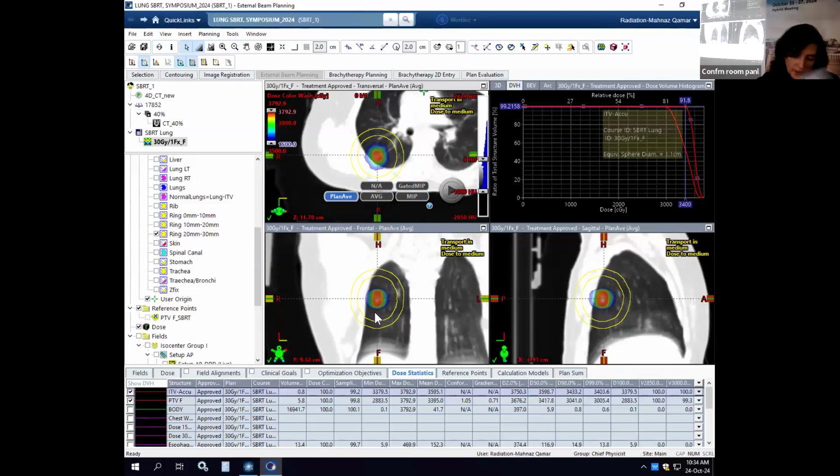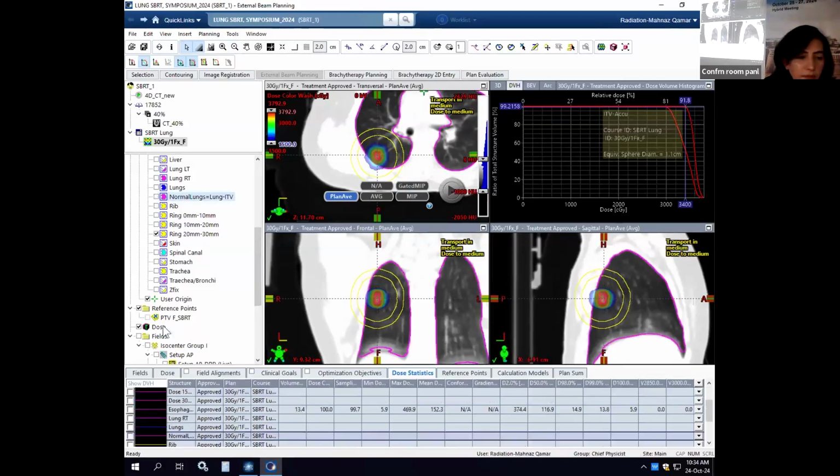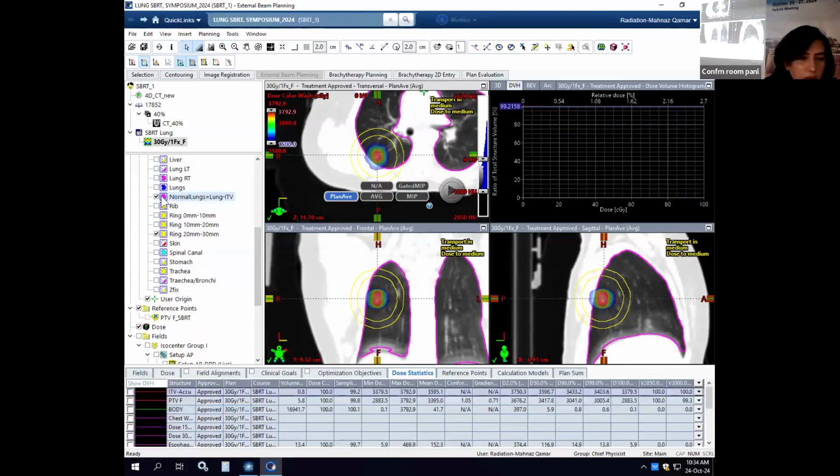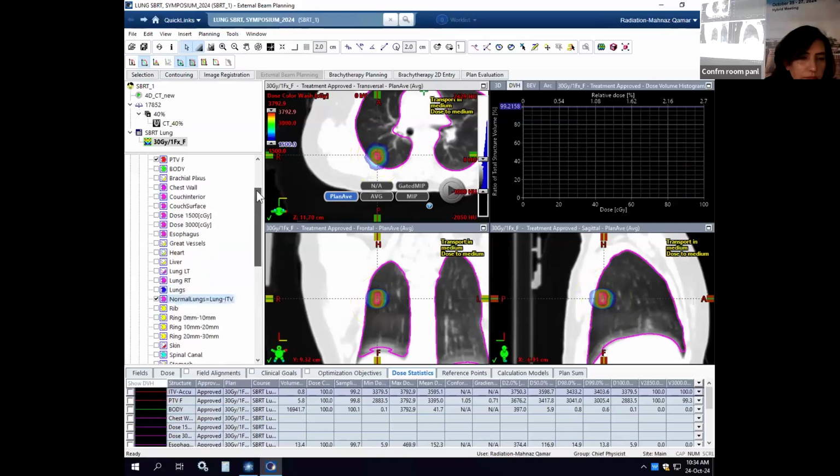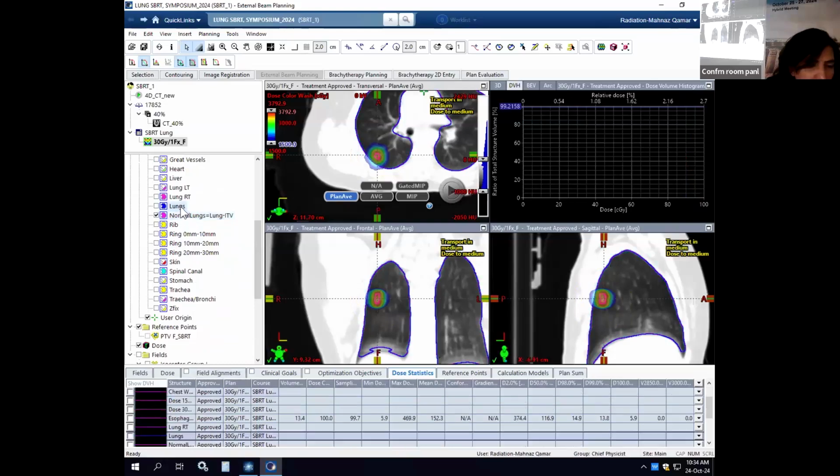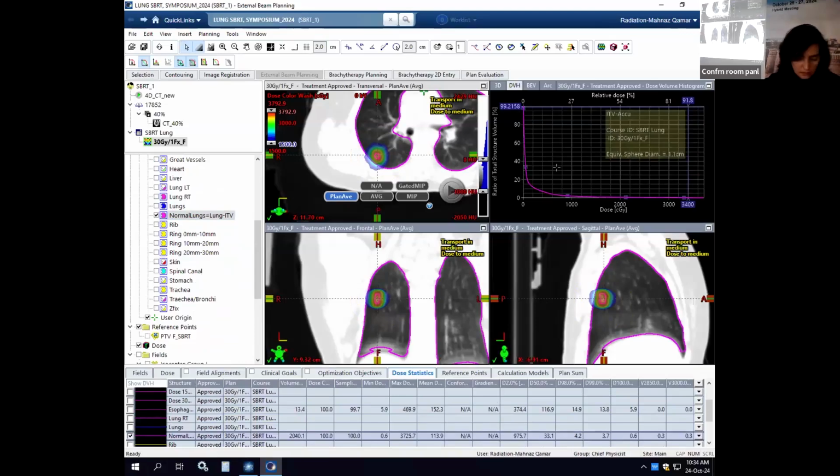In this case, the other concerning volume is the normal lungs. So this is our normal lung, and then the single fraction. For the single fraction, these are from the Timmerman tables. V8 should be less than 37%.